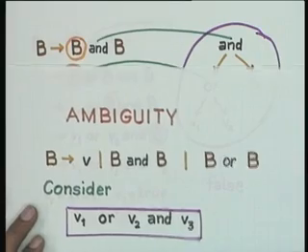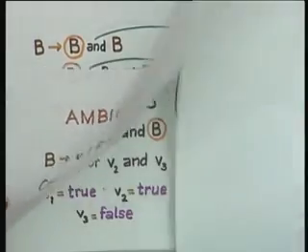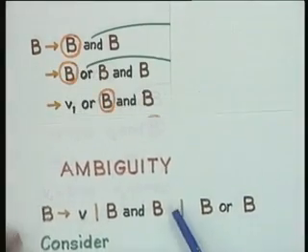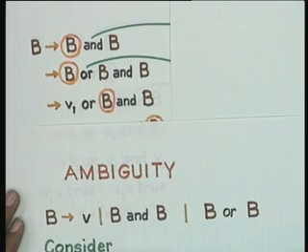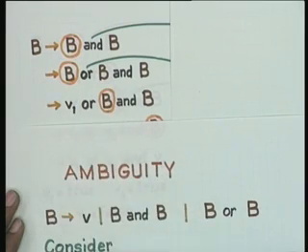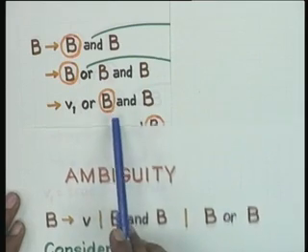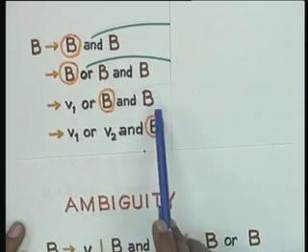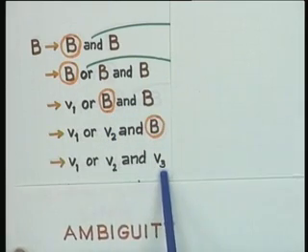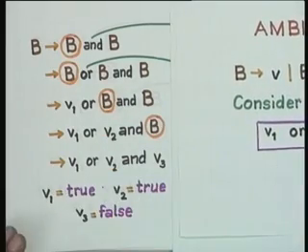Now, I could also make a different derivation. For example, I can decide to apply this B and B rule here. I chose to expand this and replace it by B or B. Then I chose to expand this and replace it by V1. Then I expanded this, replacing it by V2. Then I expanded this and replaced it by V3. And I get the same sentence.